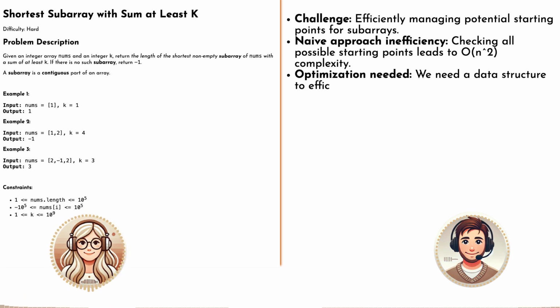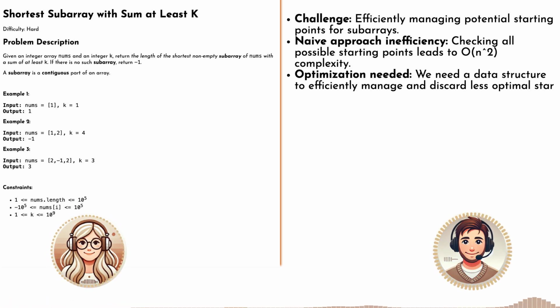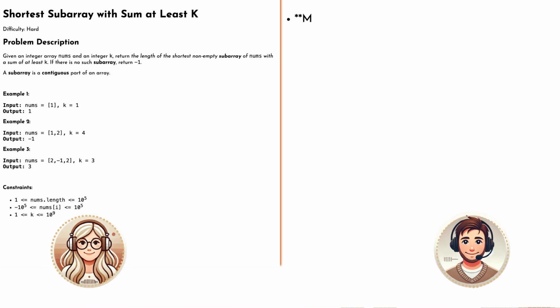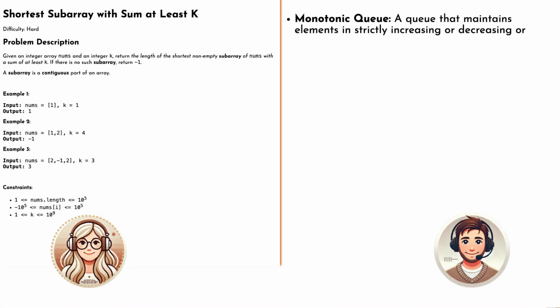But let's save the details of how that works for part 2 of our deep dive. I'm already intrigued to see how a monotonic queue fits into all of this. So we've laid the groundwork: brute force, prefix sums. Now we're ready to move on to this more sophisticated solution. Looking forward to it.